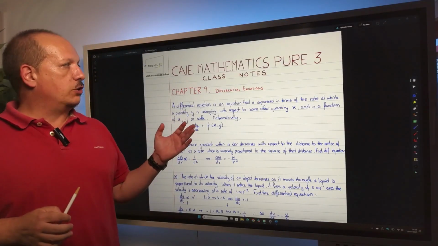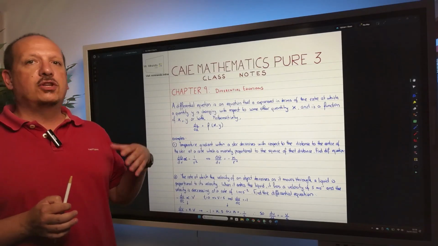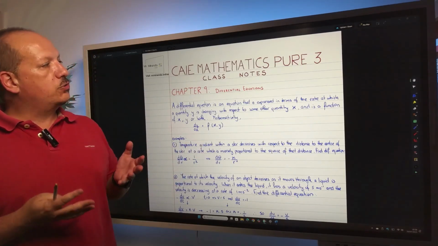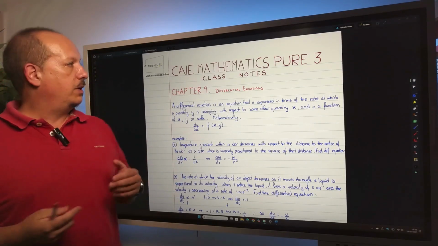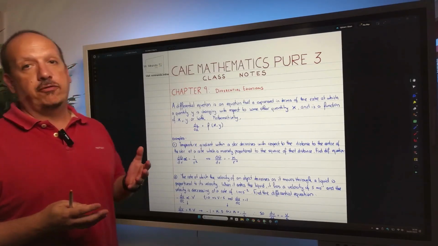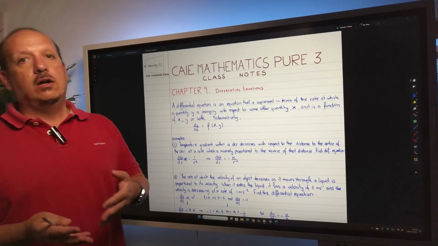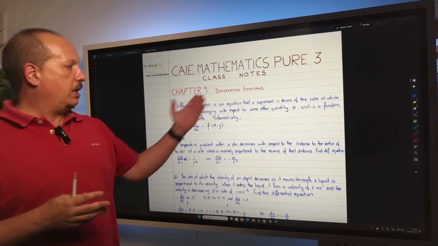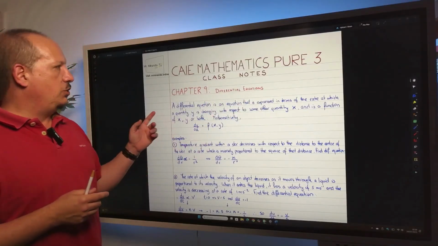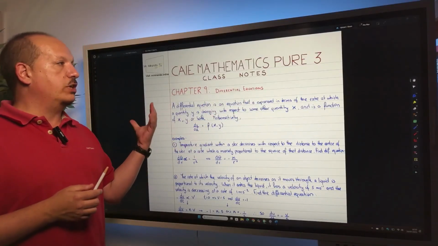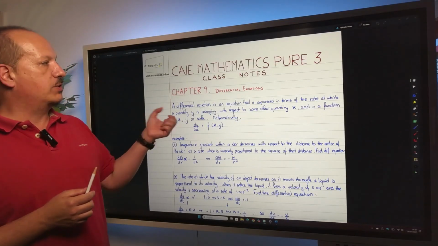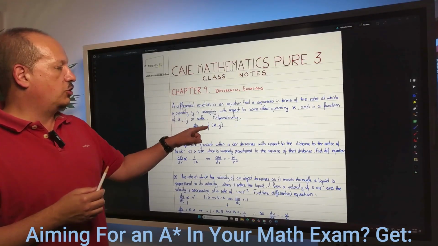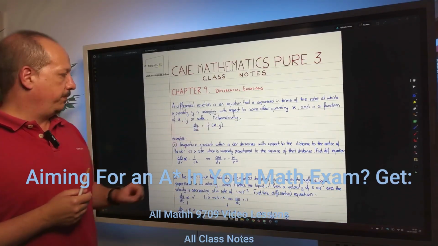A differential equation is an equation that is expressed in terms of the rate at which a quantity y is changing with respect to some other quantity x, and is a function of x, of y, or of both x and y. Mathematically speaking, how do you translate that? You want the rate at which y is changing with respect to some other quantity x, so you represent it like this, okay? And it is a function of x or y or both, okay?